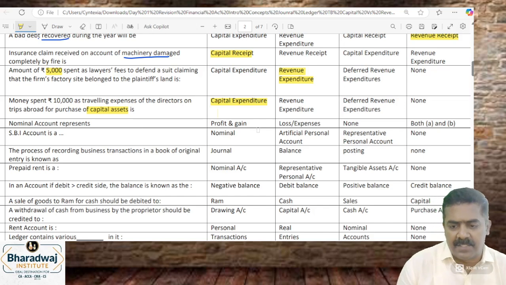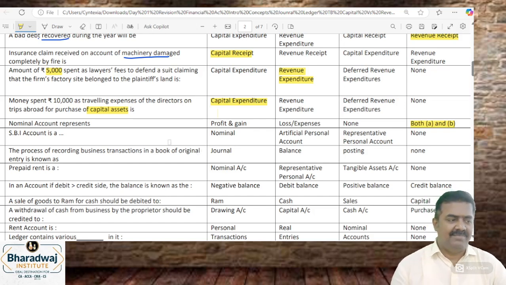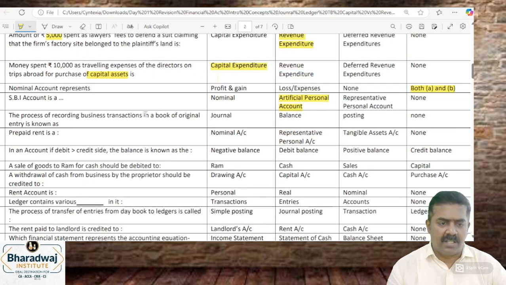Nominal accounts represent incomes and gains, losses. Answer is both A and B. State Bank of India, SBI account, is an artificial personal account. The process of recording transactions in the books of original entry we call it journal.